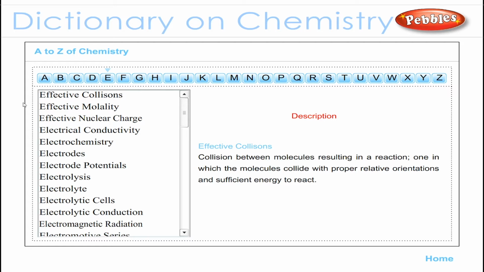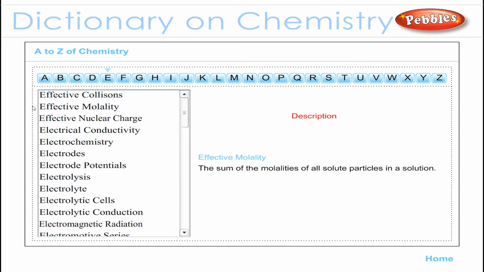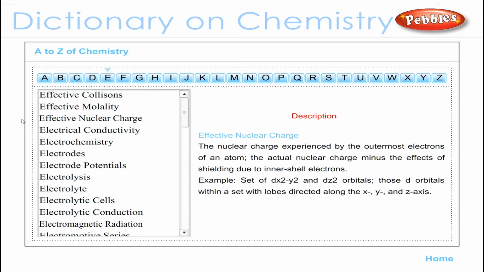Effective collisions: collisions between molecules resulting in a reaction, one in which the molecules collide with proper relative orientations and sufficient energy to react. Effective molality: the sum of the molalities of all solute particles in a solution. Effective nuclear charge: the nuclear charge experienced by the outermost electrons of an atom, the actual nuclear charge minus the effects of shielding due to inner shell electrons.